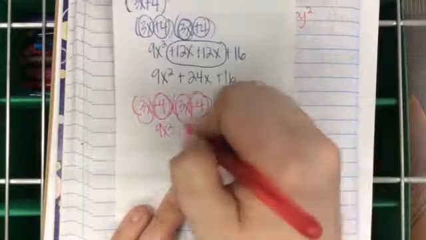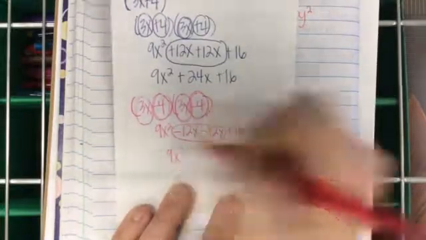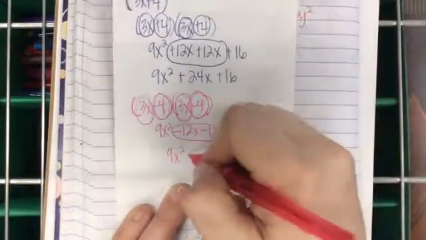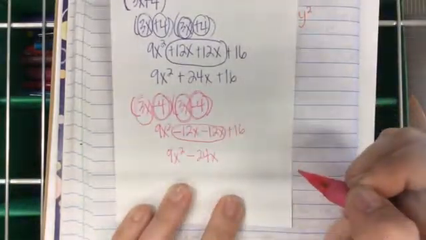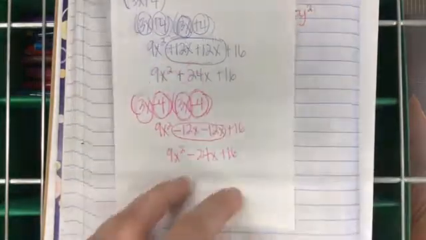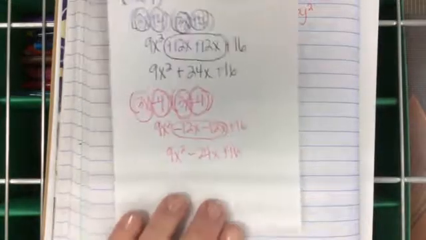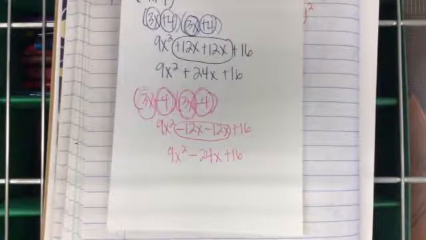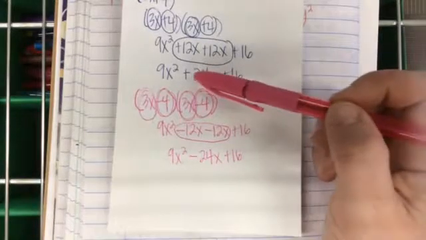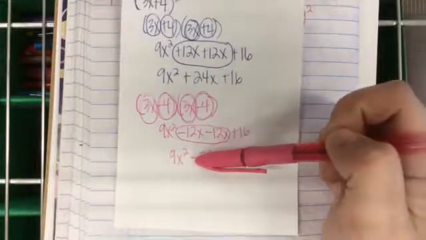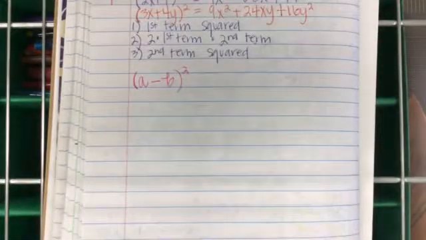What's this answer? 9x squared minus 24x. So what's the difference? If it's a minus problem, what changes? Where does it change? Term 1, term 2, or term 3? Term 2 changes from positive to negative. That's the only difference.